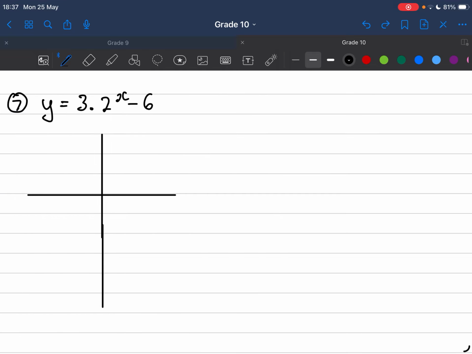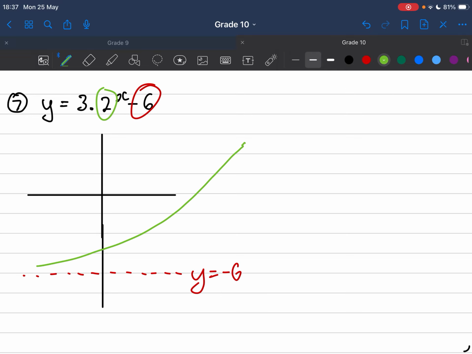But this should be a bit longer. Okay, that's fine, I guess. Right, so minus 6. So here's our asymptote at y is equal to negative 6. This tells me it's increasing, so let's do an increasing. Alright, let's leave it like that. Now we need a couple of points.